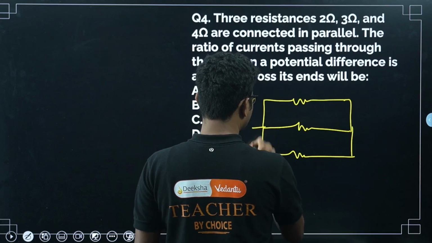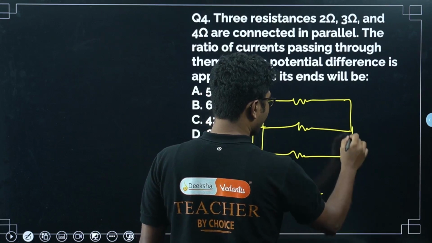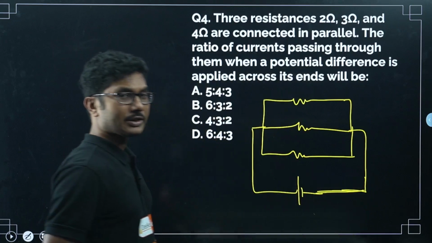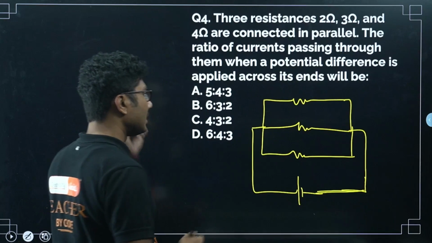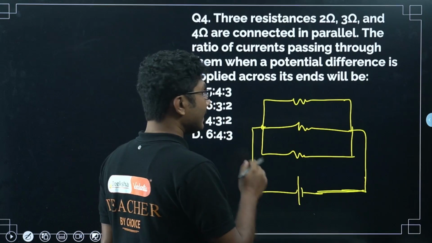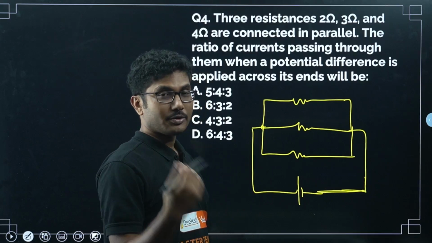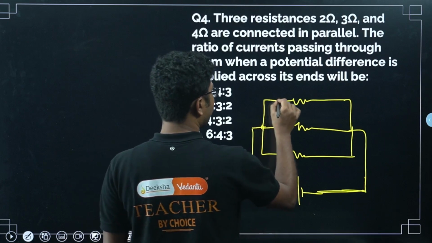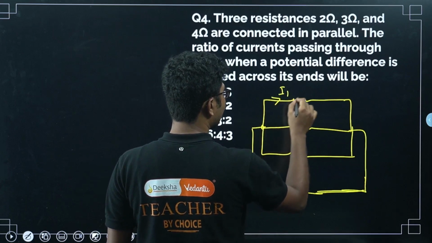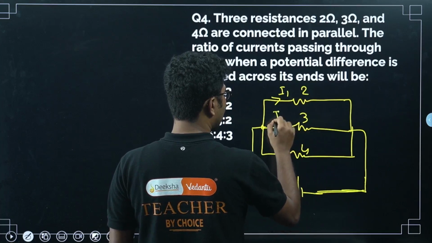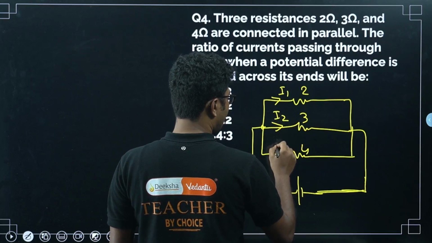Okay, and now we have applied a potential difference. Now what is the common thing in parallel combination? In parallel combination, the only common thing is that the potential difference across each of them is the same, right? In case of series combination, current through each of them is the same, but in parallel combination only potential is the same, current is different, right? So suppose the current through the 2 ohm is I1, through the 3 ohm is I2, and through the 4 ohm is I3.